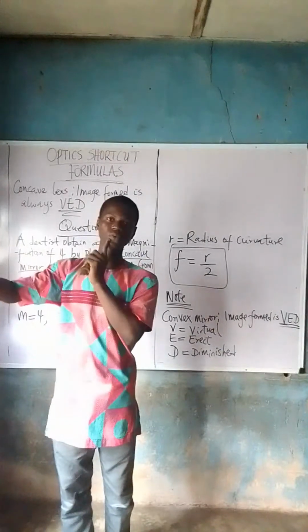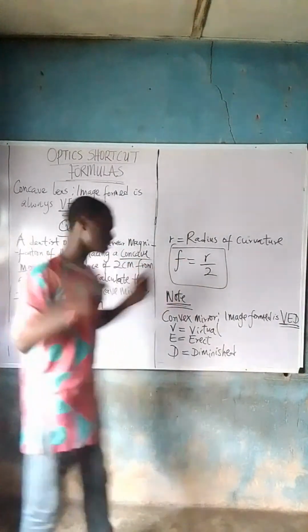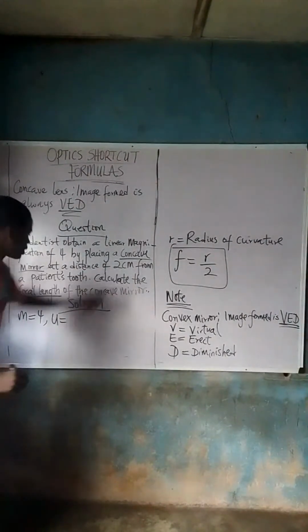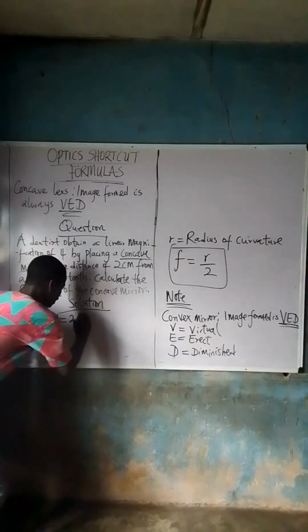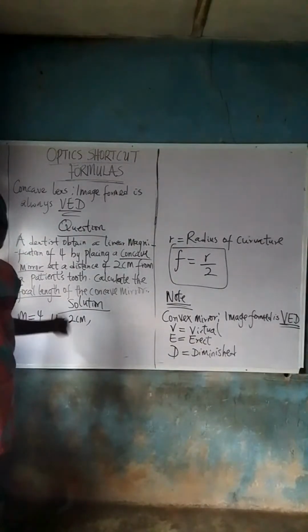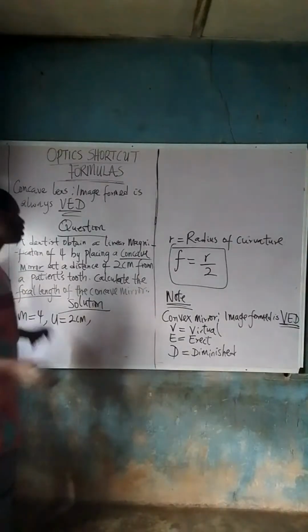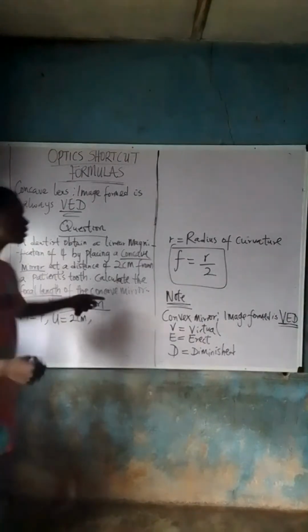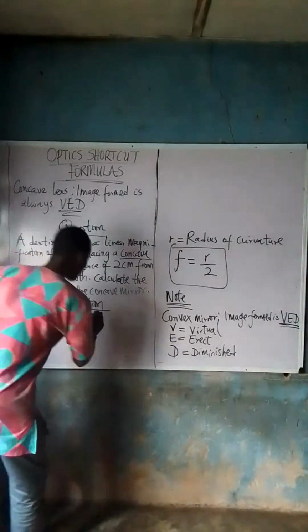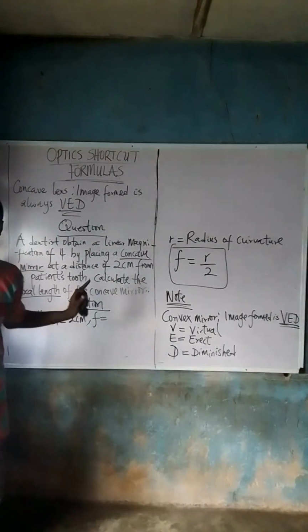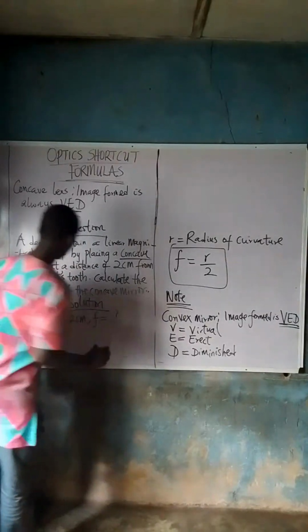So the distance will be the object distance. u was given to be 2 cm. Very, very easy. No stress. From the patient's tooth, and we are asked to find the focal length of the concave mirror. We don't know the value here, so we'll leave it as a question mark.